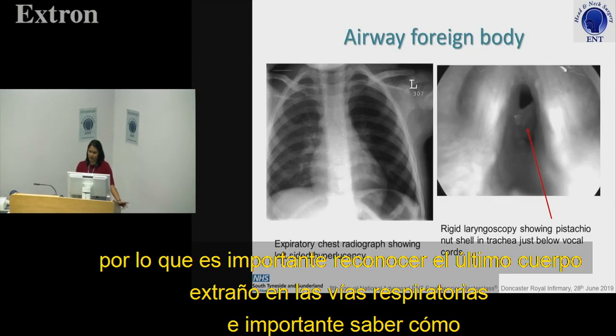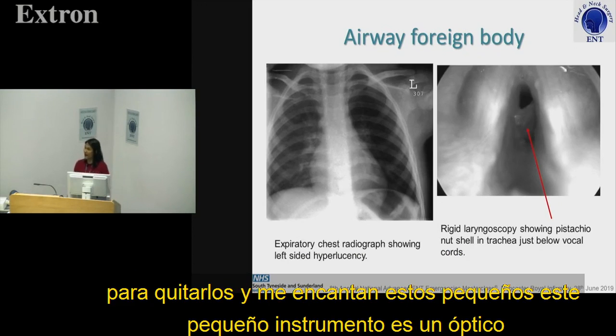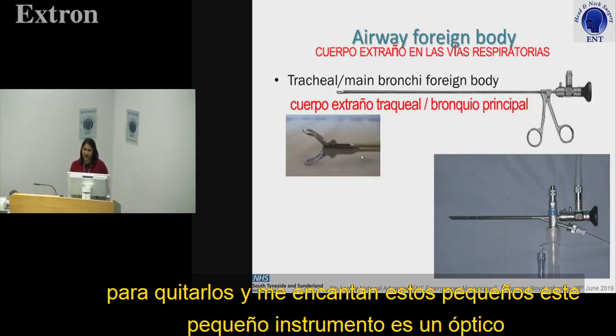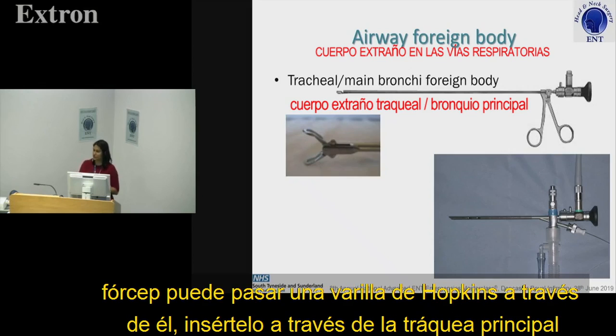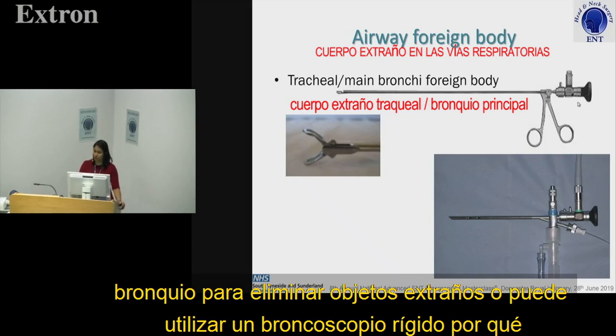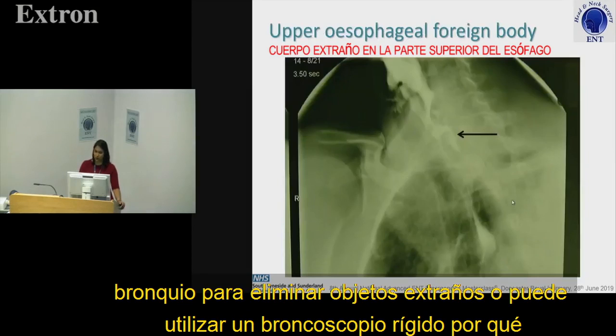So last, airway foreign body, important to recognize them and important to know how to remove them. And I love this little instrument. It's an optical forceps. You can put a Hopkins rod through it, insert it through the trachea to the main bronchus to remove foreign objects, or you can use a rigid bronchoscope.